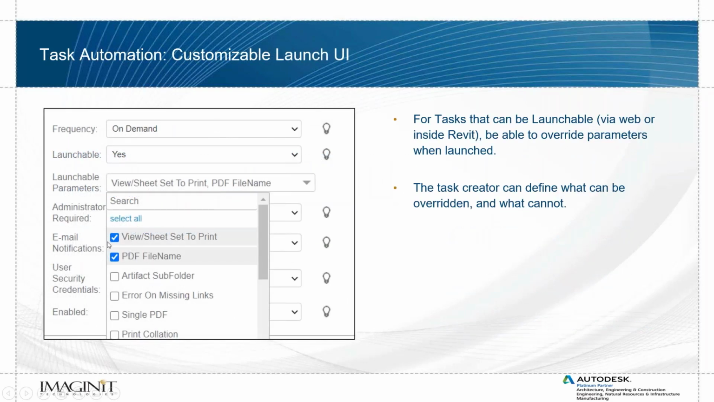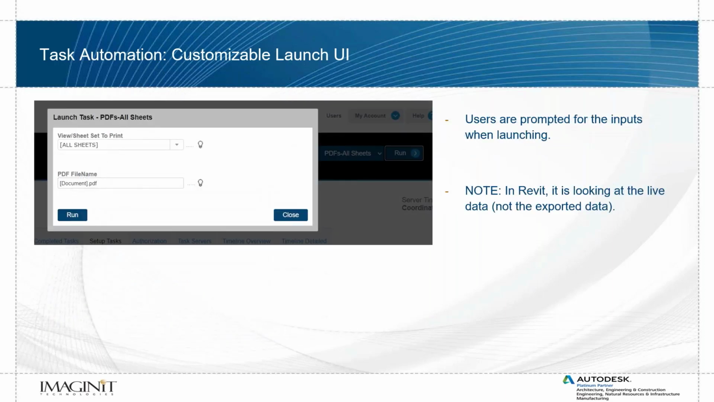We are opening up tasks to be a little bit more flexible. So if you do have a task that gets kicked off by hand, let's say it prints off 100 sheets and does a good job at it, but you've changed exactly 2 sheets and you'd like to just print those 2, you have the ability to say that when someone kicks off this task manually, they have the ability to go in and override which sheet set to print, or the PDF file name, or whatever you'd like to allow them to override. And these are things that are now possible to change inside of the web environment.